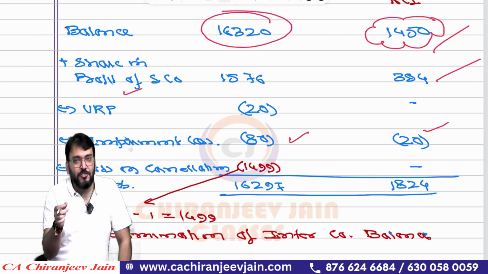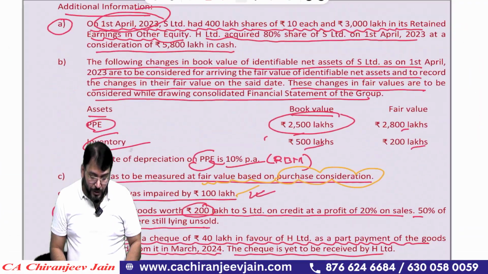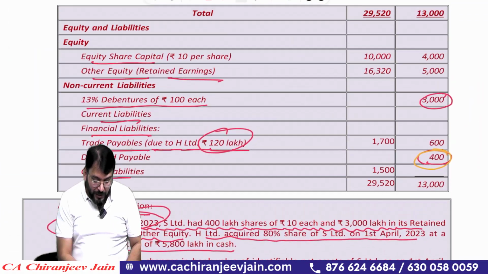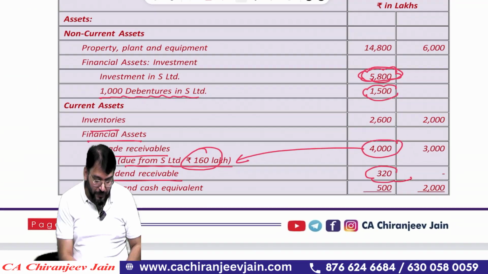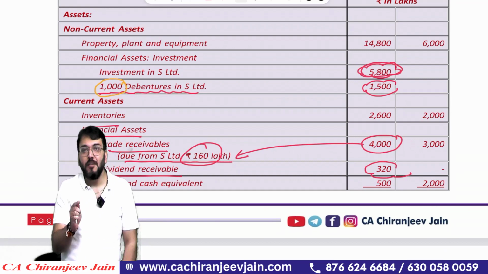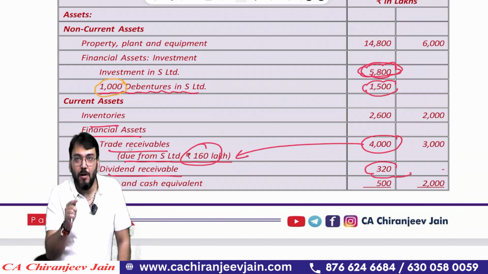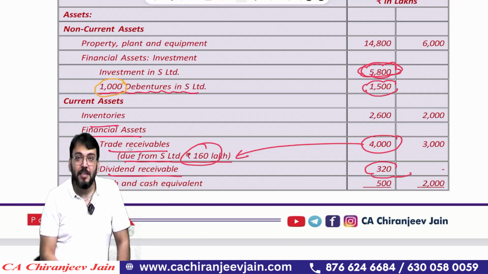Already we have understood that debentures of the subsidiary company are held by the parent company. Now what is given in the question? If you read the question carefully, 13% debenture of rupees 100 is 3000. This is 3000 lakhs. Means can I say there are 30 lakh debentures, out of which how many debentures are held by the parent company? This is 1000 debentures. So what is the nominal value? Nominal value is 1000 into 100, means 1 lakh, and they purchased at rupees 1500. Correct?